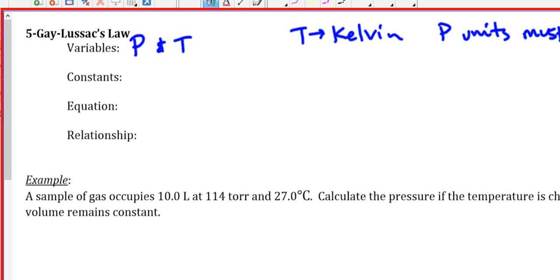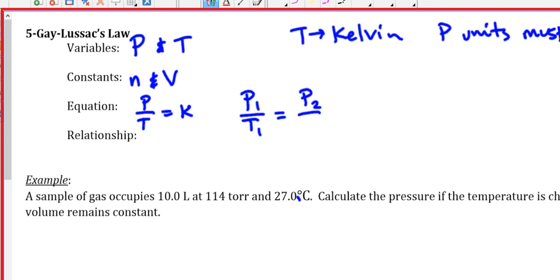This means the constants are moles and volume. So they aren't changing. Our equation in this case is pressure divided by temperature will equal that constant K. So the equation looks like this: pressure divided by temperature will equal pressure divided by temperature.